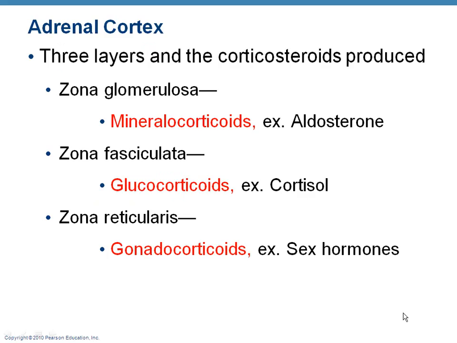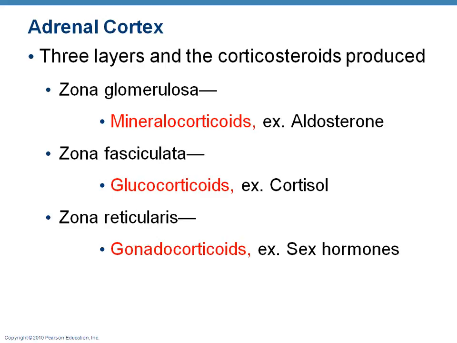Okay. So the three layers, and again, I know you've already seen the zones here, but of the corticosteroids that are in the adrenal cortex, I have another name listed here in red. This is what we mostly refer to the items that are produced from these different zones of the adrenal cortex. If you have the zona glomerulosa, it's going to produce something called mineralocorticoids. And I should put an example here. This is the one that we're going to talk about the most, aldosterone. If we're talking about the next zone there, we're going to see glucocorticoids. The best example is cortisol.